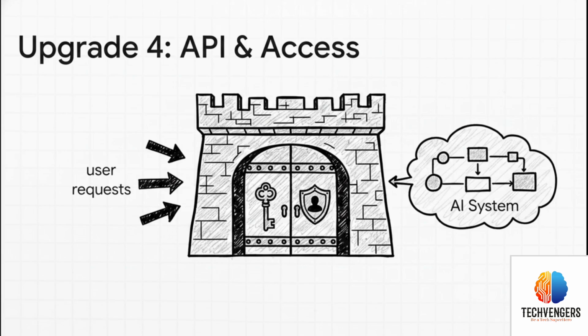You can't just have this thing running on a server somewhere. It means a proper, secure front door. And that's upgrade number 4, a real API and access layer. We're talking about using API Gateway for a secure, scalable entry point, and you lock it down with robust authentication and authorization using something like Cognito or IAM. Honestly, this part is just non-negotiable.